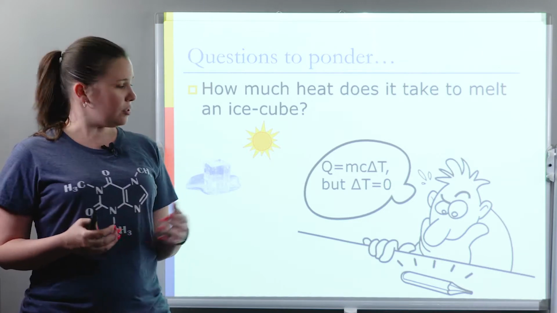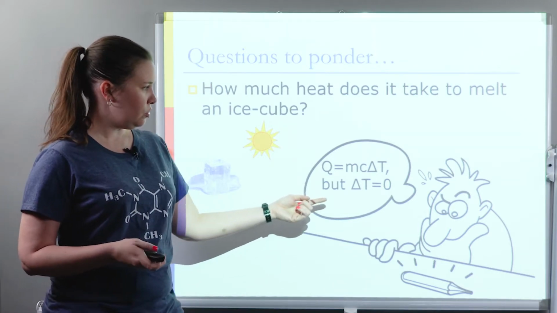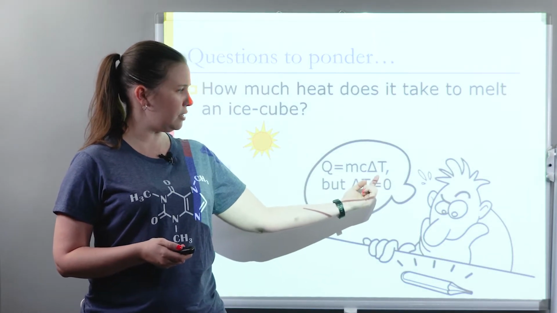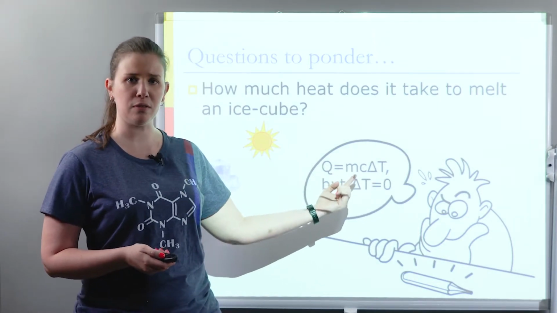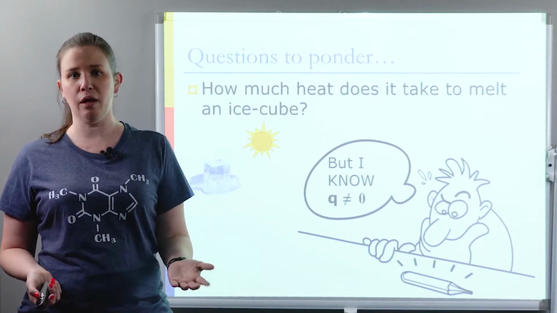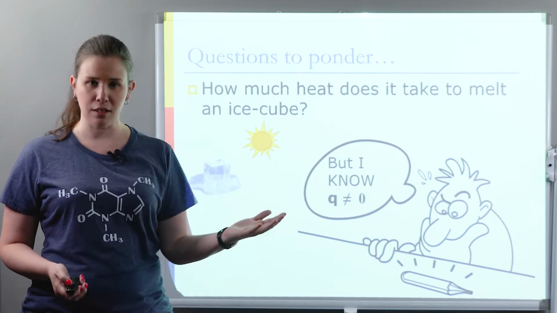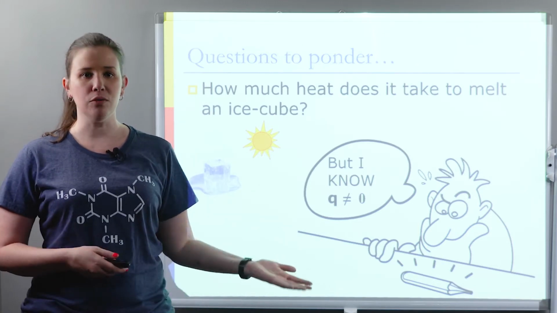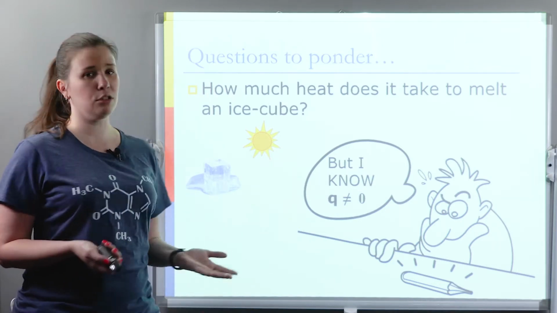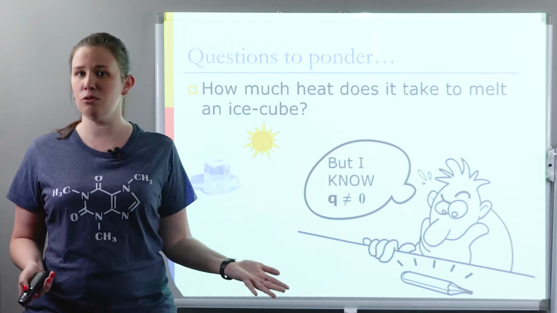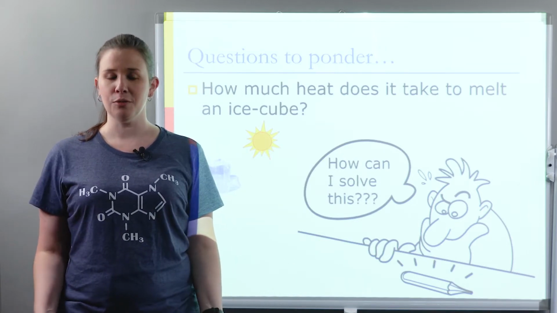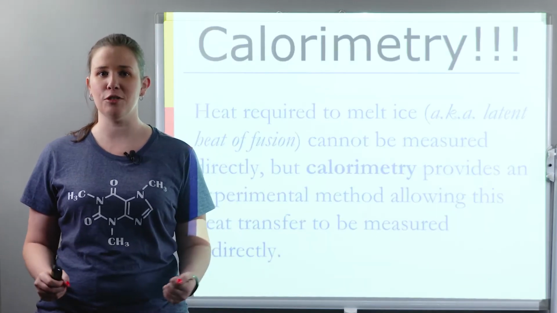So because I know the temperature doesn't change, would I be able to really use this formula? Picture putting in delta T here. When you multiply by 0, what happens? Well, your answer is 0. But I know that it's not true that it takes no heat to melt an ice cube. Melting does require heat to break the intermolecular forces. So how can I determine how much heat if I can't use Q equals mc delta T? What would be the solution? Well, that's our experiment here, calorimetry.